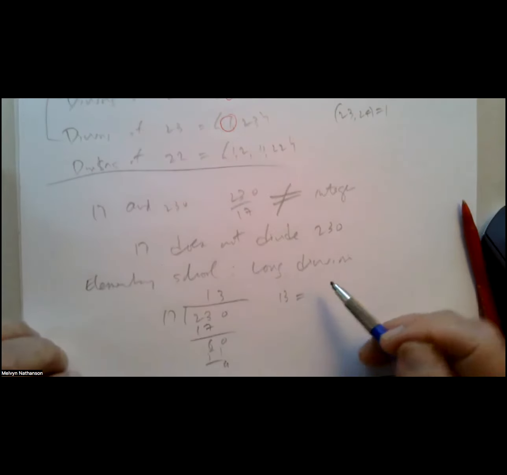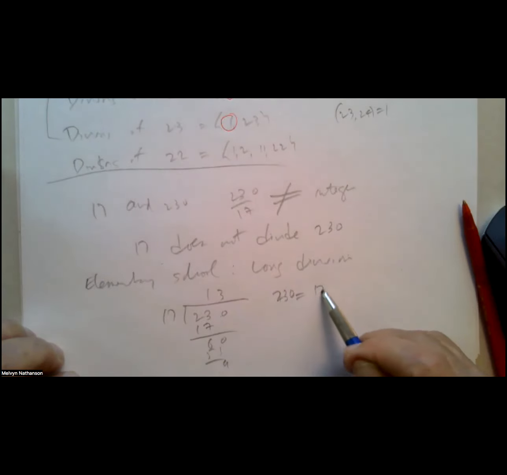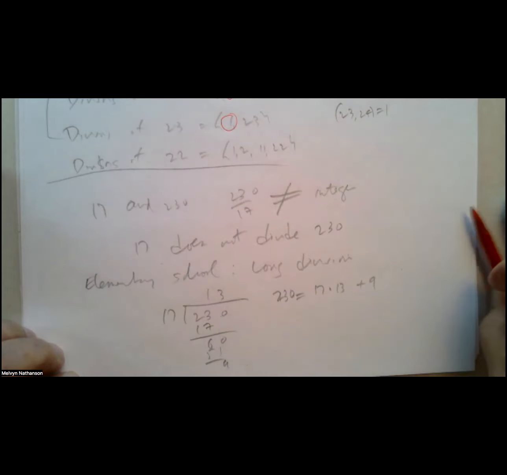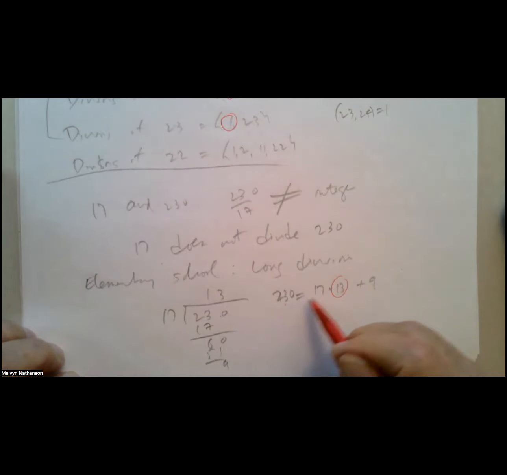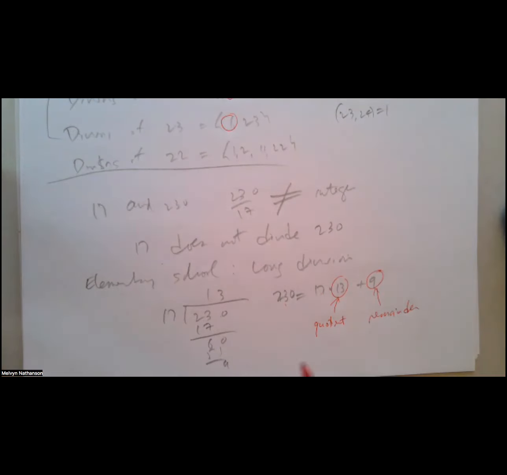So 230 is 17 times 13 plus 9. And when you divide 230 by 17, this number, 13, is called the quotient, and this number, 9, is called the remainder. Right? That's long division.